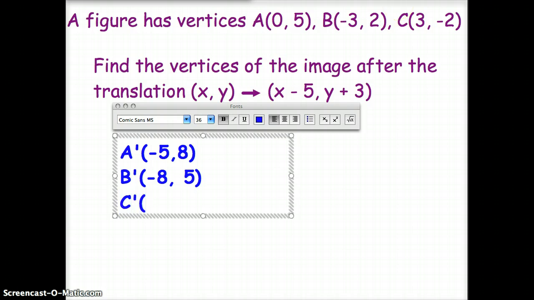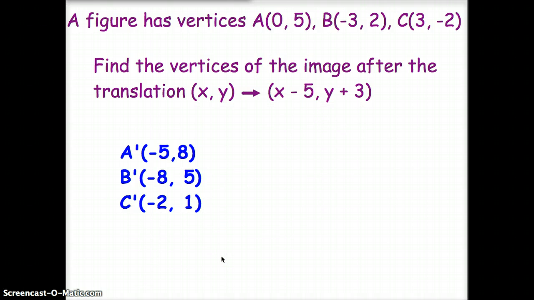For C prime, subtracting 5 from 3, again, I would think of leave change opposite. So 3 minus 5 would be the same as 3 plus negative 5. If you have 3, you owe 5, you still owe 2. So negative 2 for the x value. The y value, we have negative 2 plus 3. It's going to be a positive 1. So now we have the vertices and we didn't have to graph anything.